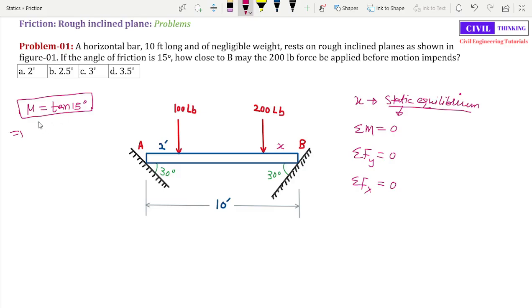When you solve it using the calculator, you will get mu to be approximately 0.268. So we get the coefficient of static friction here. So let me erase all of this.